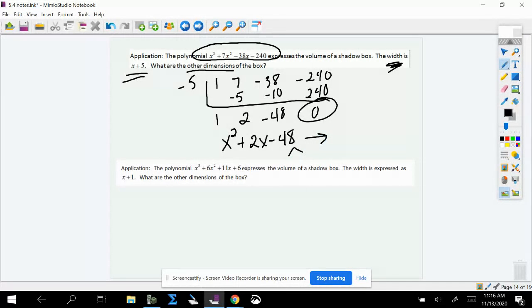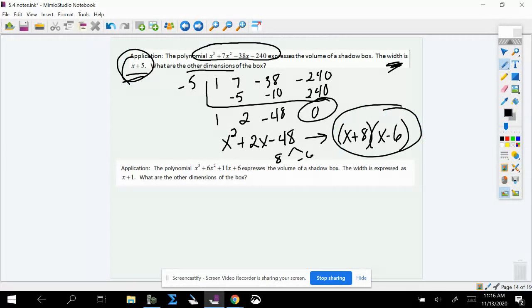So I need two numbers that multiply to get negative 48 and add to get 2. That's going to be 8 and negative 6. So my other factors are x plus 8 and x minus 6. Because I knew one of the factors, I could then use synthetic division to help me simplify it to get the other two factors.